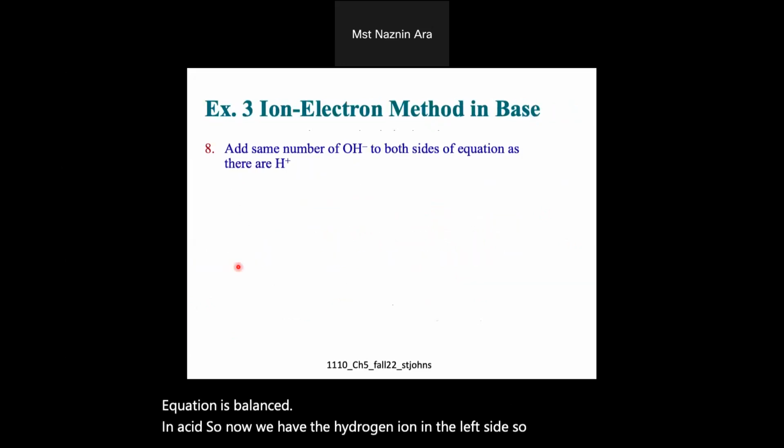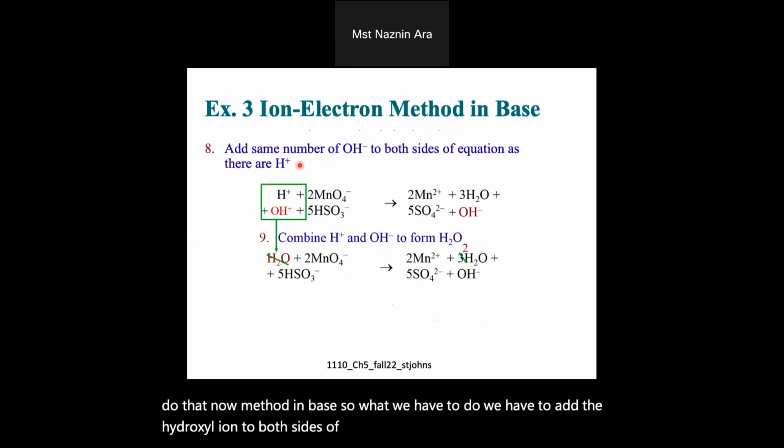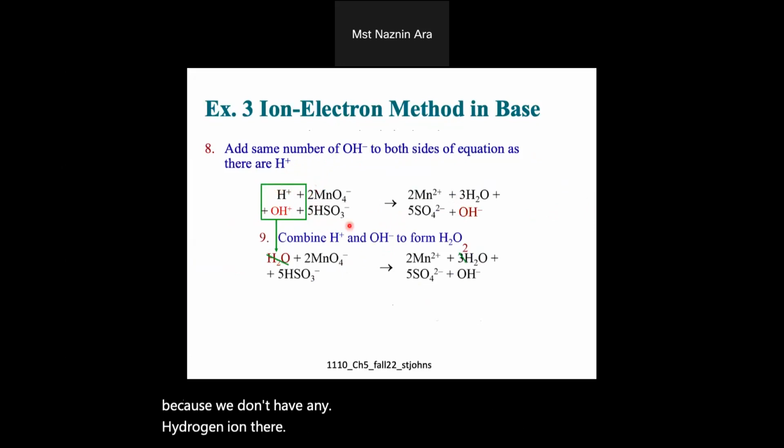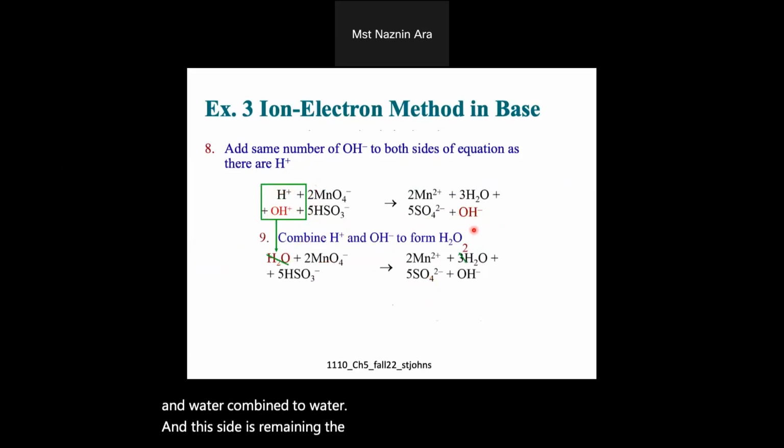So if we have to balance in base, what we have to do is add hydroxyl ions to both sides of the equation, as there are hydrogen ions. For the first reaction we have hydrogen ions, so we add hydroxyl ions for the second half reaction too, because we don't have any hydrogen ion there. When we add the hydroxyl ions on both sides, what do we get? Hydrogen ions and hydroxyl combine to water, and this side remains the hydroxyl ion. So we now have water, 2 Mn ions, and on the right side we have 2 Mn ions and 2 moles of water, and then you can see what we have here.